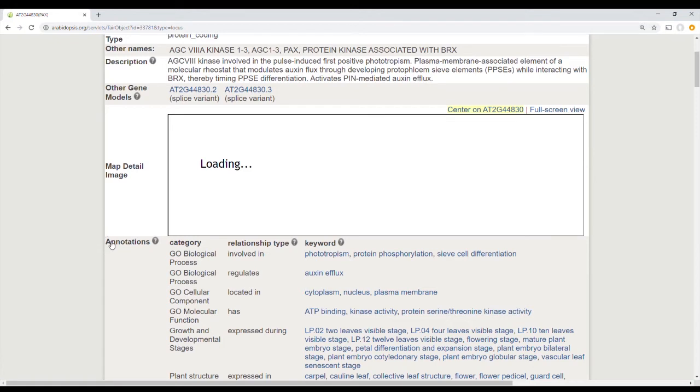I wanted to show you that below that map detail image is different annotations. So based on the sequence of this gene, what is it potentially involved in? What can it possibly regulate? And some information about when it's expressed. So this is all developmental information from when that gene is actually going to be expressed and what that protein does. Now, bear with me for a moment, it continues to load.